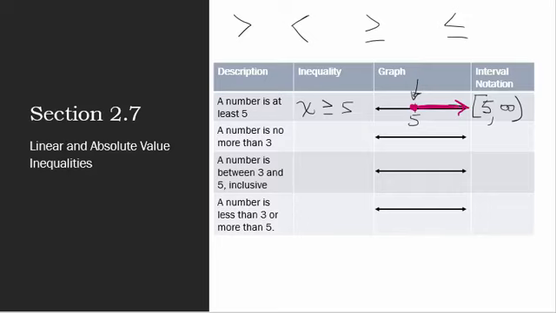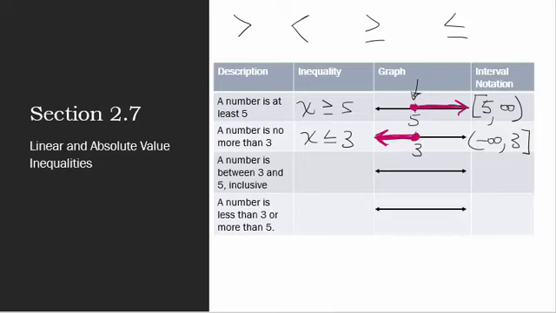Okay, next, a number is no more than 3. So a number is less than or equal to 3. Okay, and I shade on the number line this time to the left of 3. And I also shade 3 in. And I write this interval, reading the number line from left to right, as negative infinity to 3, and then again with a bracket.